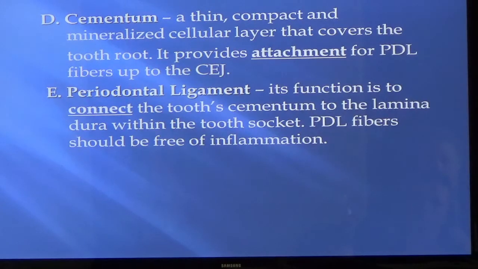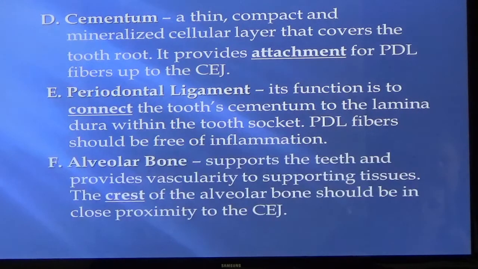Periodontal ligament, its function is to connect the tooth cementum to the lamina dura within the tooth socket. The periodontal ligament fibers should be free of inflammation. The alveolar bone provides support to the teeth and also blood supply to all the tissues. The crest of the alveolar bone should be close to the CEJ.